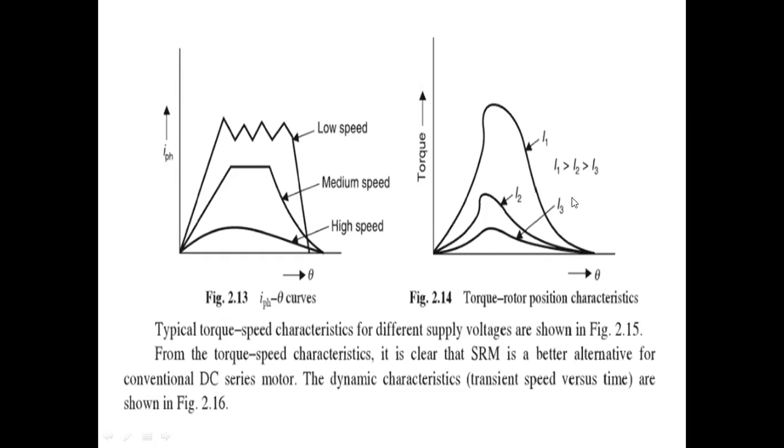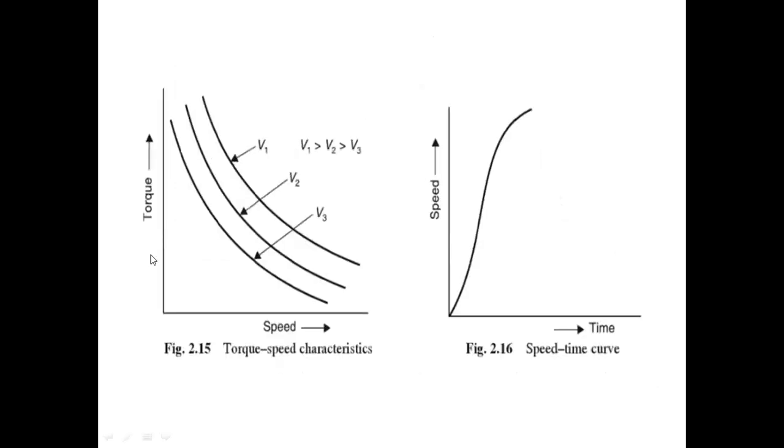And next, the torque speed characteristics. From the torque speed characteristics, it is clear that the switched reluctance motor is a better alternative for conventional DC series motors. Why do we consider the switched reluctance motor in place of the conventional DC series motor? If you observe the torque speed characteristic here, the characteristic curves are the same as those of the DC series motors.